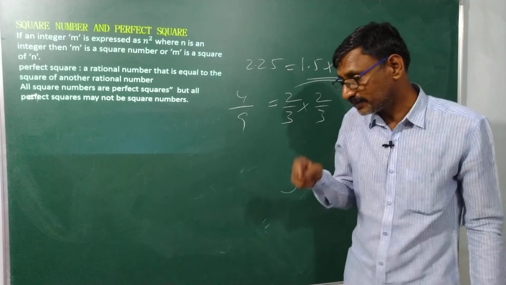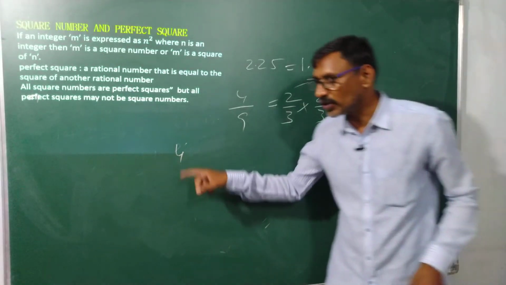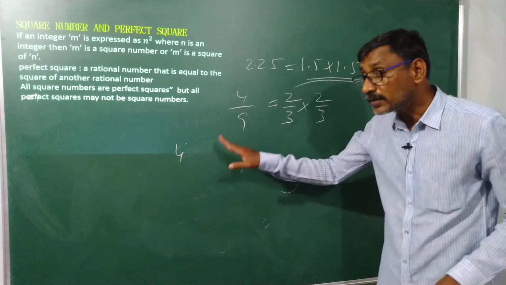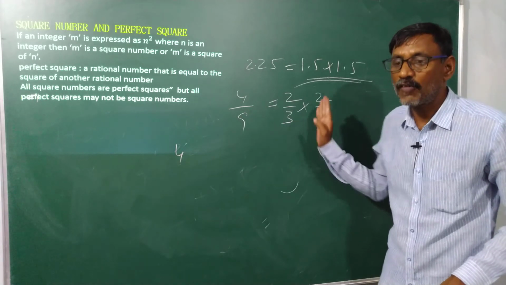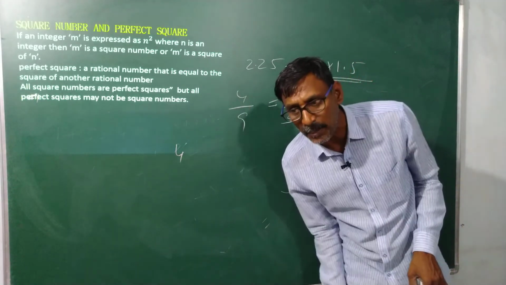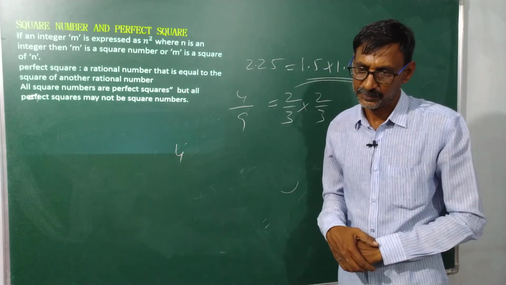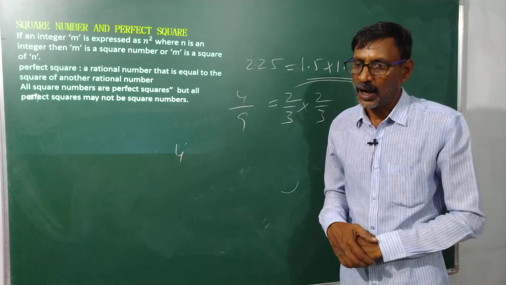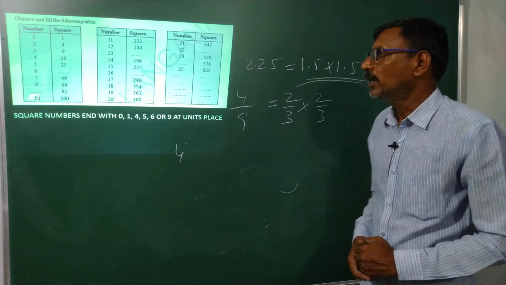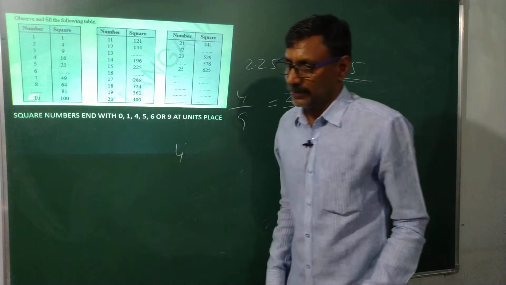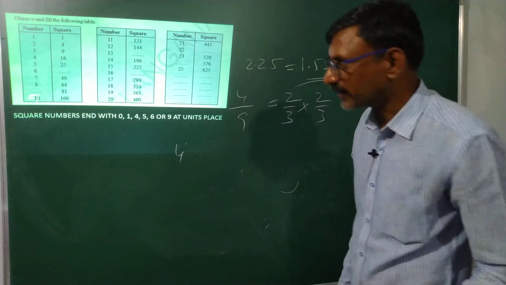Why? 4 is there. It is an integer. It is also a rational number. That is the reason every square number is a perfect square. But every perfect square need not be a square number. Am I clear? And now a whole interesting pattern. We'll see this one. These are my numbers and these are my squares.